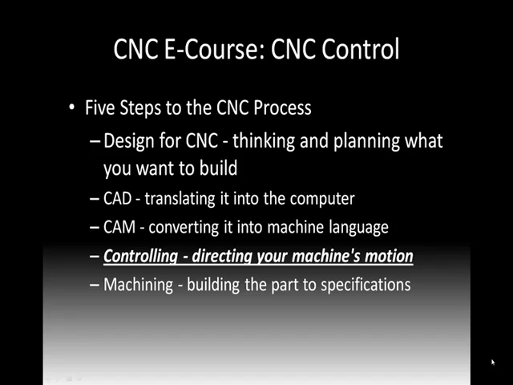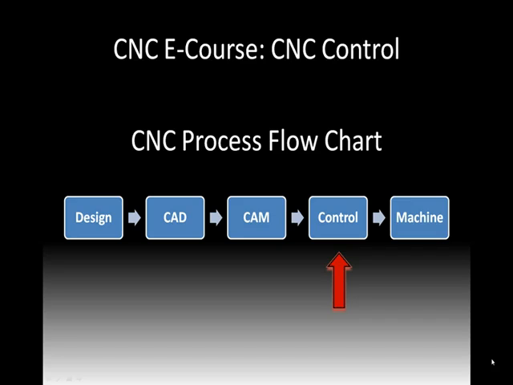Here again are the 5 different steps to the CNC process that we've been walking through, and you'll see controlling down there at the bottom. Once we're done with this, we'll do machining, and then we'll kind of be at the end of our process. So we're on the controlling step, and that's directing the machine's motion, and you'll see in the flow chart here right kind of where we're at.